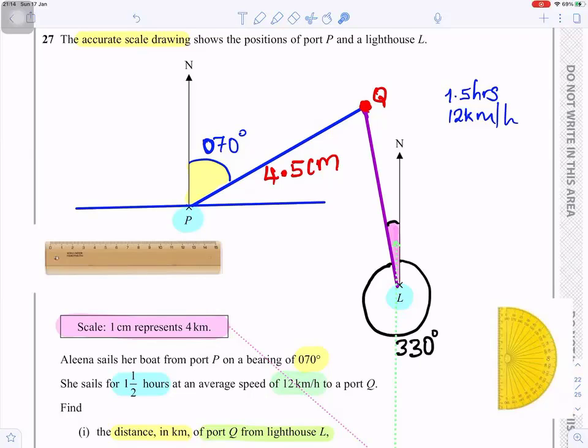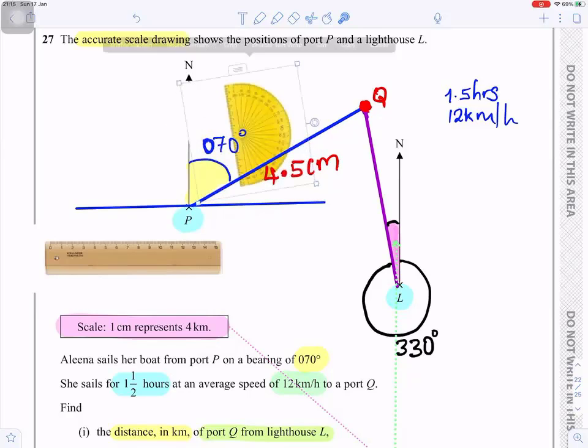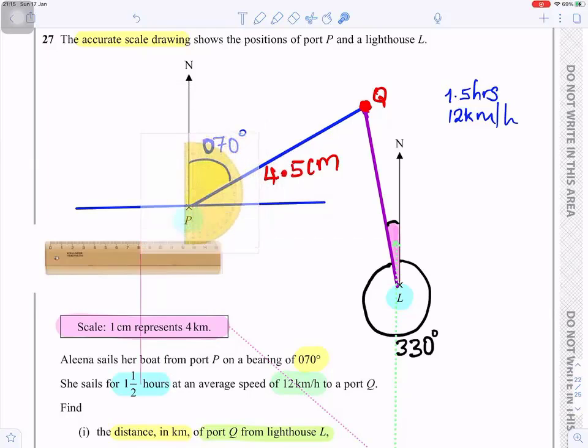So what we want to do is draw the bearing 070 degrees. To draw that bearing of 070 degrees from P, we would use your protractor and measure the angle of 70 degrees. So that's how I put the protractor, and you would measure that angle of 70 degrees. When you mark 70 degrees, you draw the straight line. And then we'll go ahead to calculate the distance.